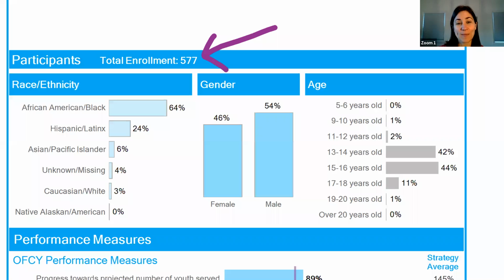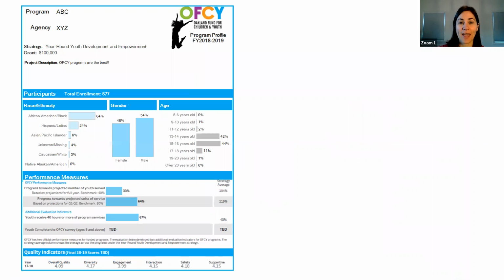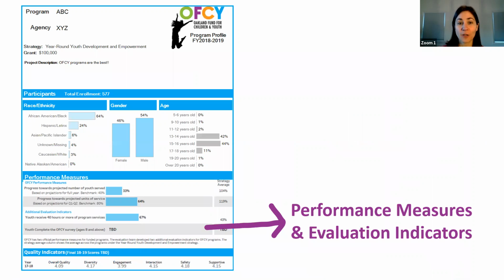This includes the total number of youth enrolled in your program, as well as their race and ethnicity, gender, and age. And for our parent support and education programs, we've also included this information for your adult participants. Again, this is all pulled from the information that you have entered into CitySpan throughout the year. And at the bottom of the first page, you'll find progress toward OFCY performance measures and key evaluation indicators.